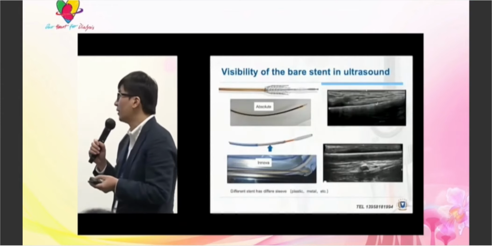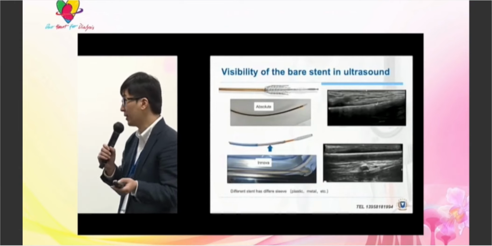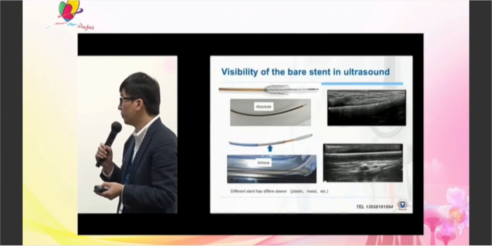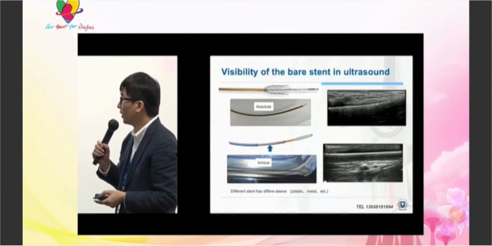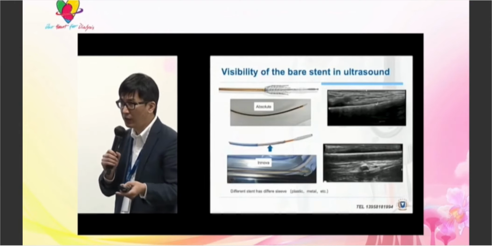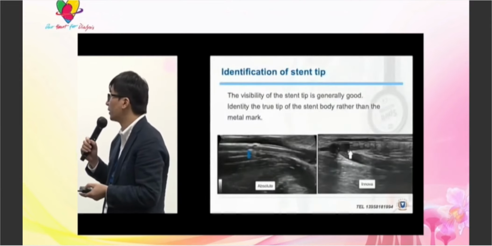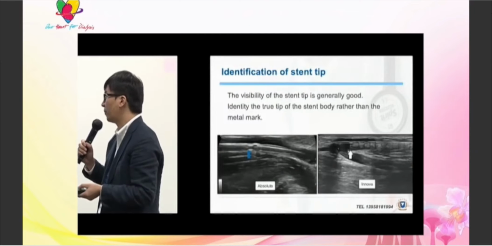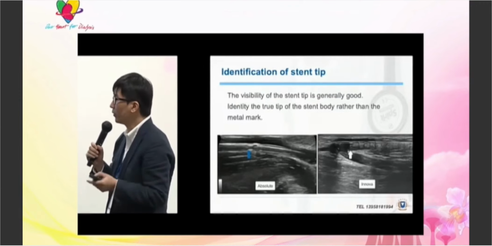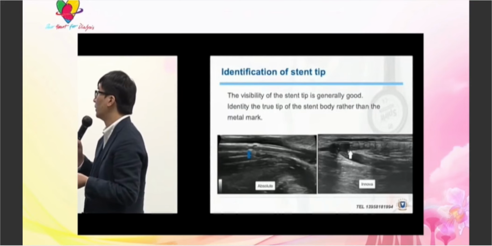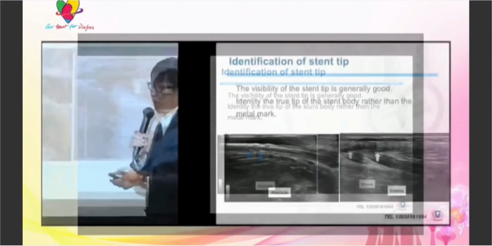Different stents have different sleeves. For example, for the absolute stent, the sleeve is made of plastic, and for the Innova stent the sleeve is made of metal. So the plastic has good sonolucency, so in ultrasound we can identify the stent more easily. This is the tip of the stent. It's generally good. Most of the stents can be distinguished in ultrasound, and the most important thing is to identify the true tip of the stent body rather than the metal mark. This is the metal mark. This is the real tip of the stent.